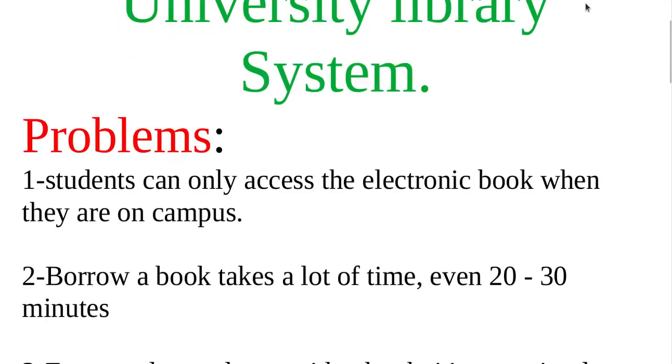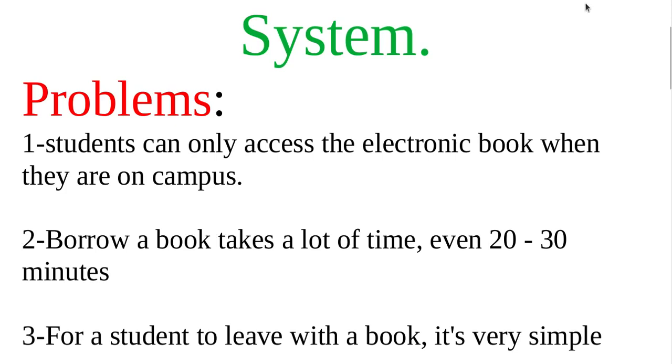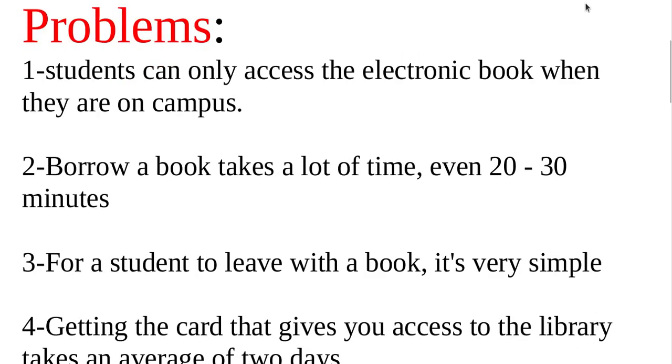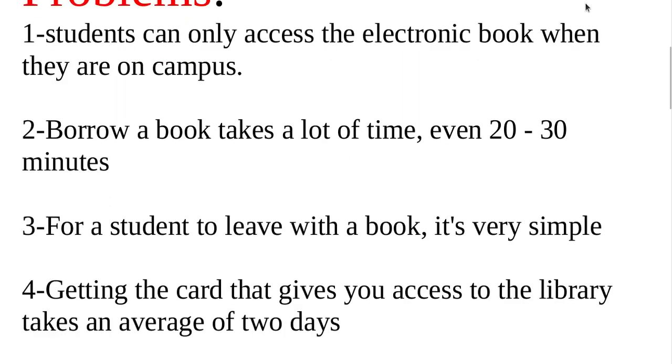The first one is students can only access the electronic book when they are on campus. I think it's a problem, right? The second problem is that borrowing a book takes a lot of time, even 20 or 30 minutes, because the librarian needs to sign different documents, to search where is your book, department block, and so on, to search your name. Yeah, I think it is a problem, in fact.